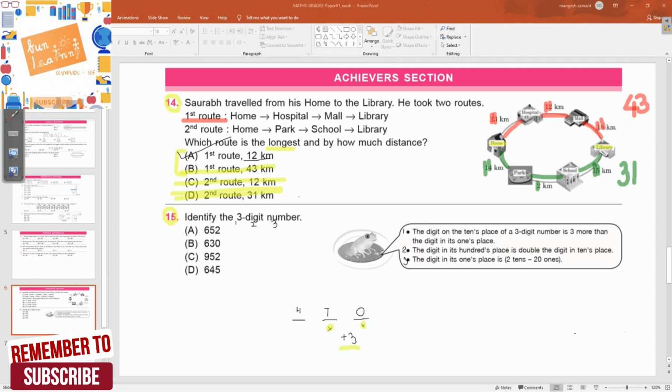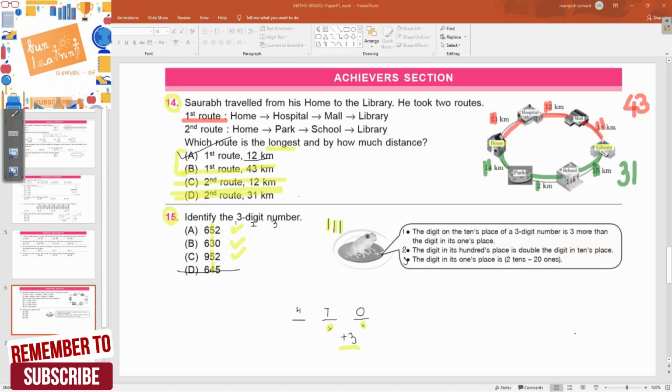So let's look at the options. Is 5 3 more than 2? 2, 3, 4, 5. Yes, it is. So the first statement holds good for option A. Is 3 3 more than 0? 0, 1, 2, 3. Yes, it is. Again, this 3-0 combination will also hold good. But 4, is 4 3 more than 5? No. So let's eliminate this because it doesn't hold good for the first statement.